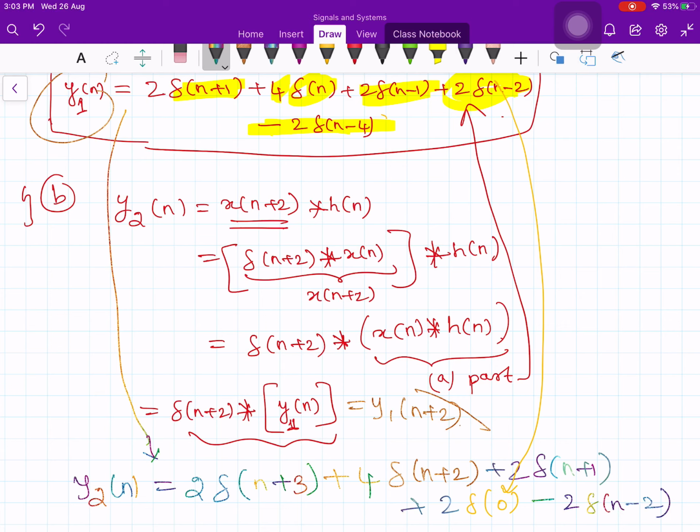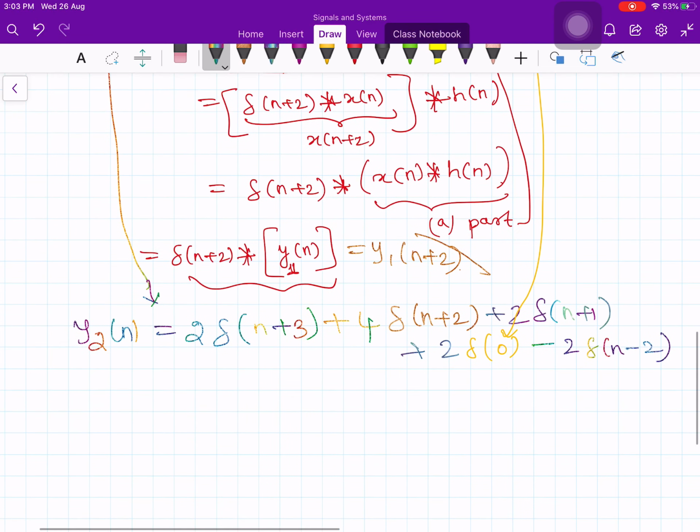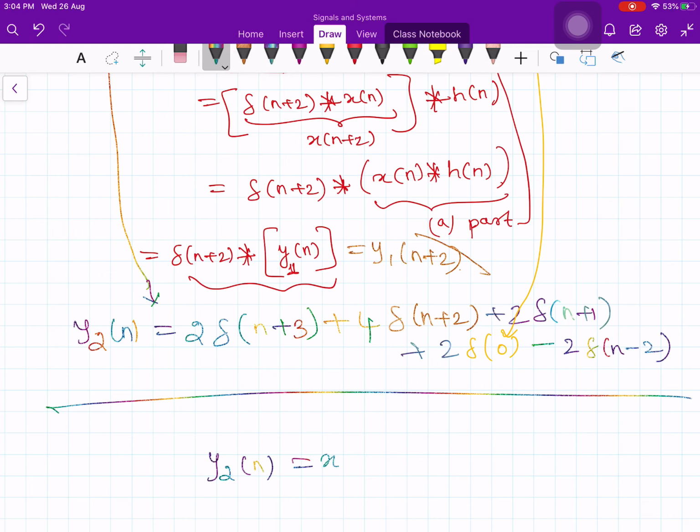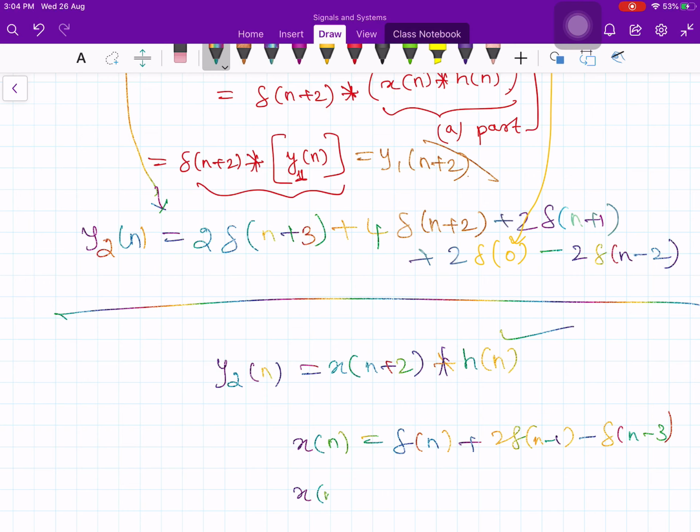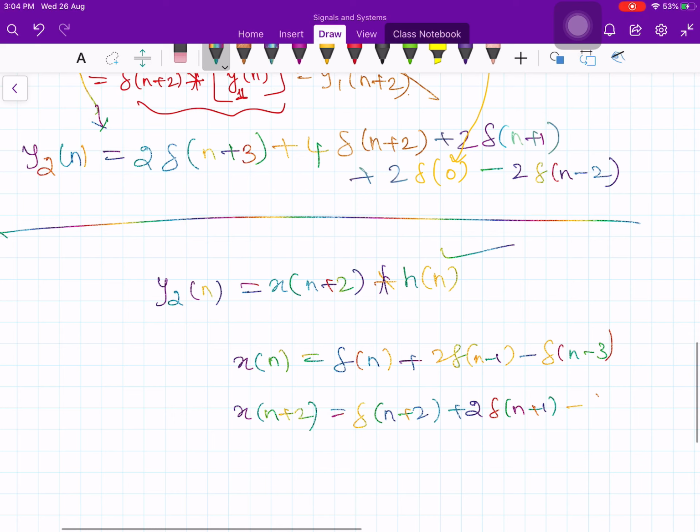There is one more method also, another method, that is y2 of n is equal to x of n plus 2 convolved with h of n. H of n is given. Then x of n is given as del of n plus 2 times del of n minus 1 minus del of n minus 3. Then you find out x of n plus 2. X of n plus 2 is equal to del of n plus 2 plus 2 times del of n plus 2 minus 1, n plus 1, minus del of n minus 1. This is my x of n plus 2, and h of n also given.